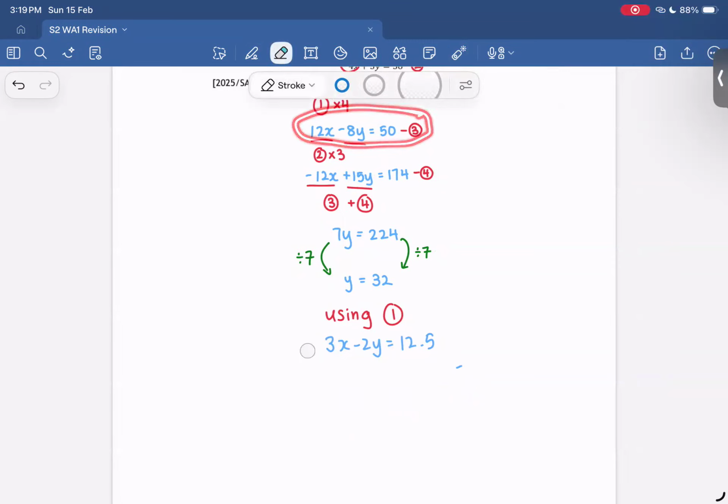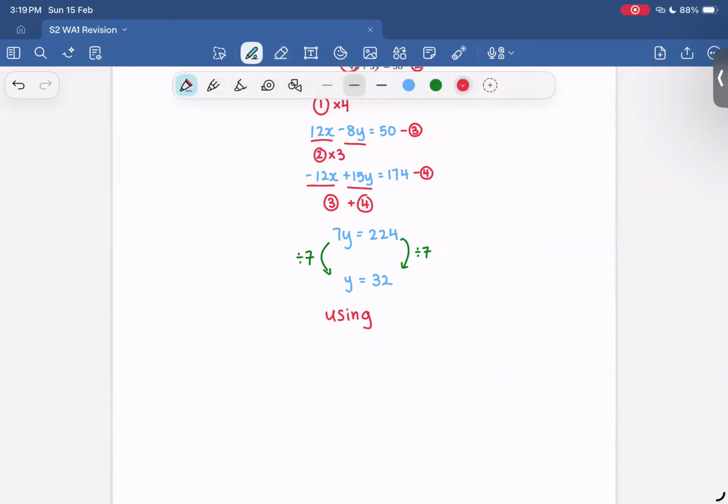The equation 3. So instead of equation 1, I'll just write down equation 3. So using equation 3, 12 times x minus 8 times 32 equals 50. By the way, if you had written down equation 1 as well, it's fine. You will still be able to get the same answer, don't worry.